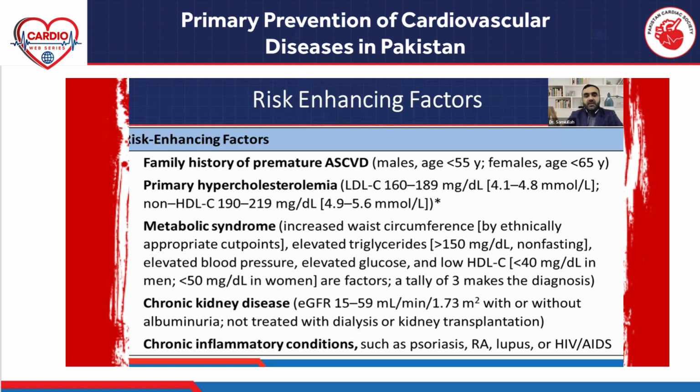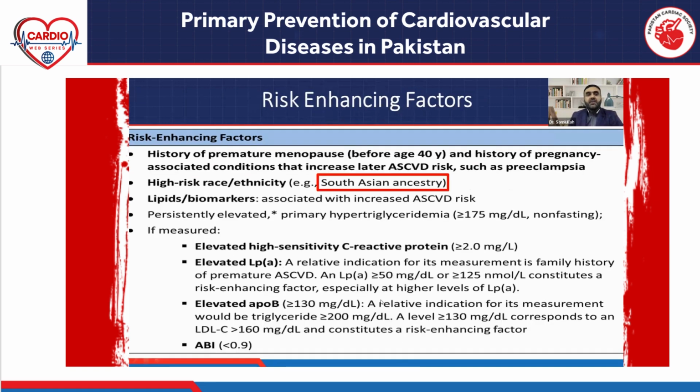And primary hypercholesterolemia. Remember one thing about primary hypercholesterolemia: if you get a patient with primary hypercholesterolemia, no calculator is applied to this subgroup of patients. They are considered at high risk, you do not need to calculate the risk for these patients. They are at high risk and you need to start these patients on statins and preventive measures. The other risk-enhancing factors are the metabolic syndrome, chronic kidney disease, and chronic inflammatory conditions. All these enhance the risk of ASCVD.